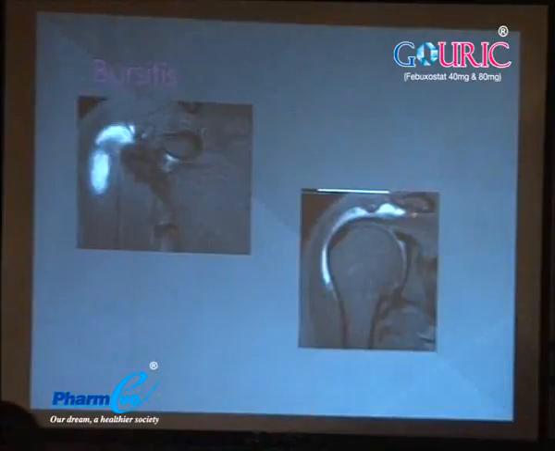Bursitis, again, can be due to trauma, can be due to infective causes, can be due to inflammatory causes. There is bursitis along the deltoid tendon, and there again in the shoulder.